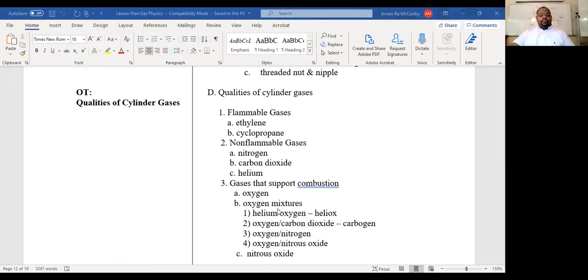Now, what about the mixtures? Anything that has oxygen in it will be a supporter of combustion. So helium is not flammable. It doesn't support combustion. But if I have a mixture of oxygen and helium, now it does support combustion. And that's called heliox. A lot of times we will use heliox in the larger airways to overcome obstructions.